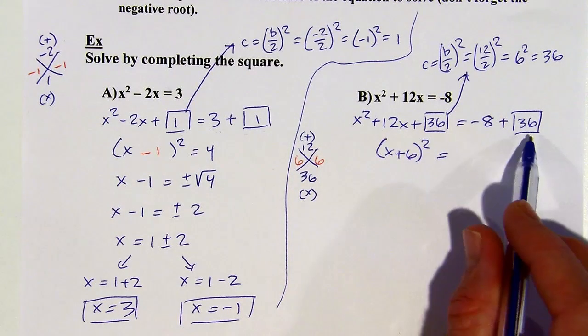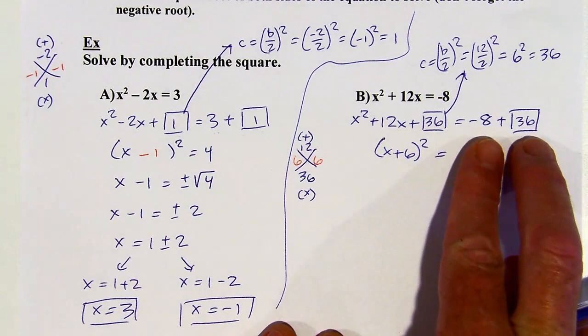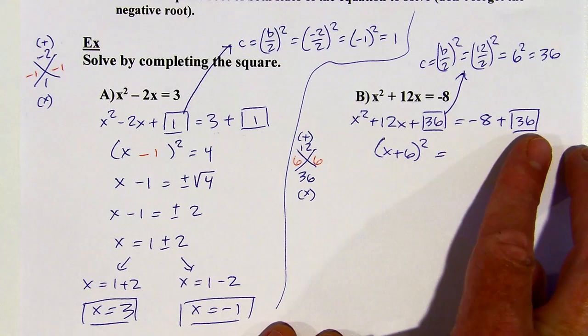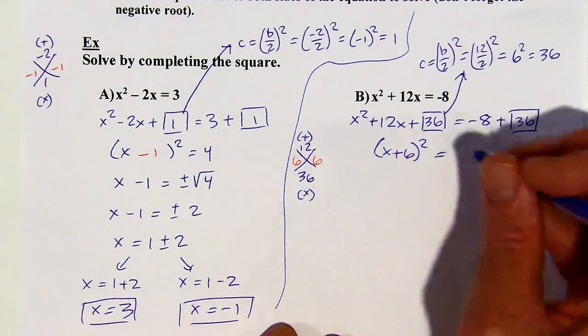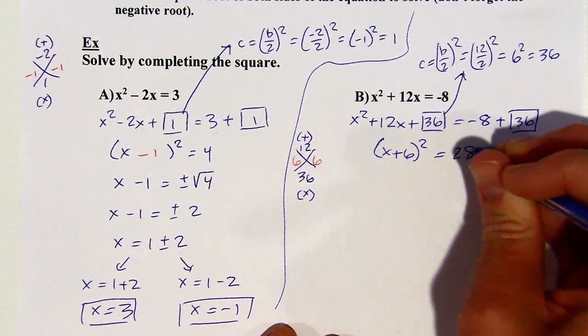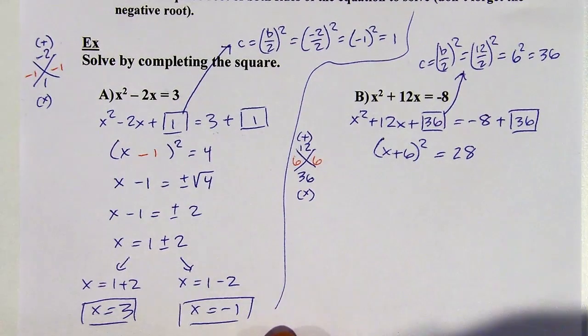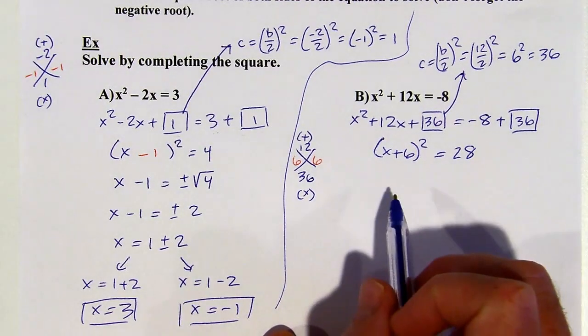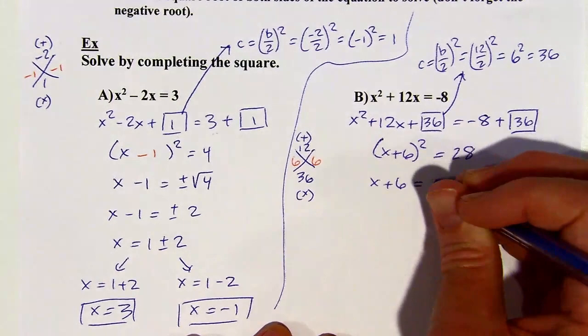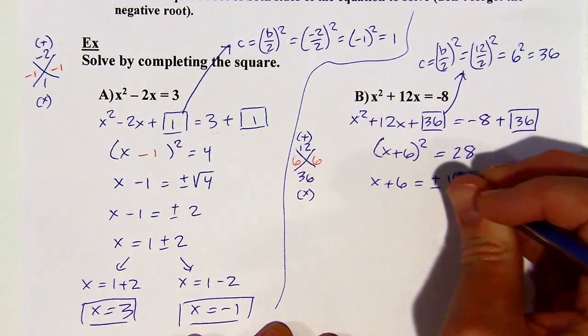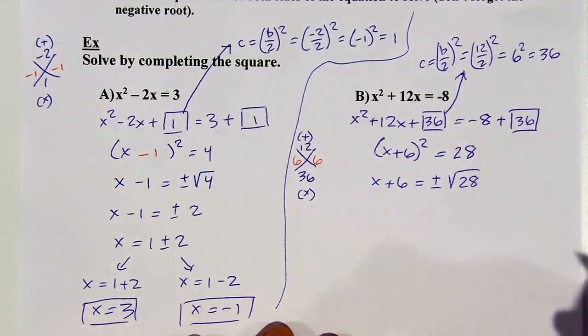On the right side, I'm going to do the addition here. So I'm thinking negative 8 plus 36. So you could think of that as 36 minus 8 would be the same thing. And it's going to be 28. Okay. All right, now let's take the square root of both sides. Don't forget the plus minus symbol, okay?